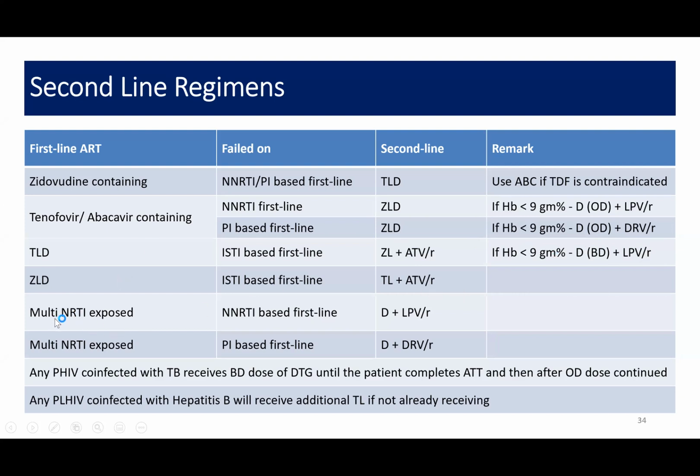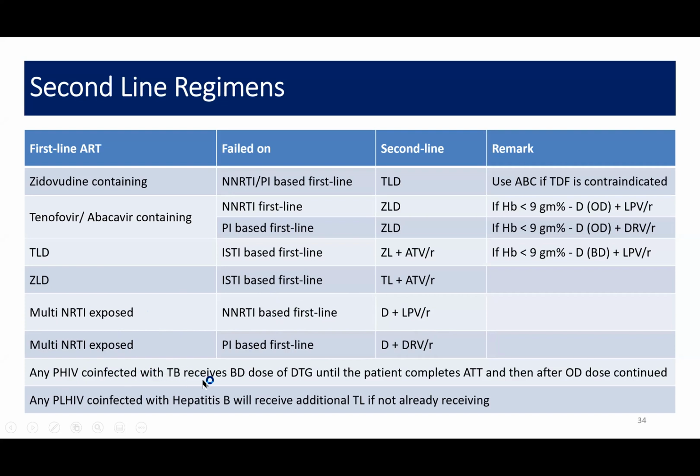If the patient is exposed to multi-NRTI, like I said before, zidovudine, lamivudine, stavudine, or tenofovir, if the patient has been exposed to all, and is on an NNRTI-based third drug, and fails, it will be dolutegravir plus lopinavir, ritonavir. And in PI-based first line, because lopinavir was already used in first line, you will go one step up. So you will be using darunavir, ritonavir in such cases.